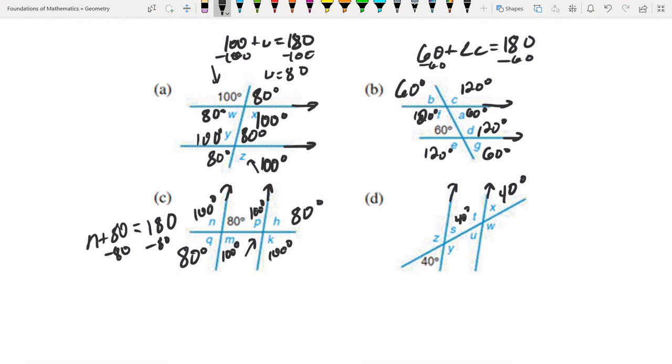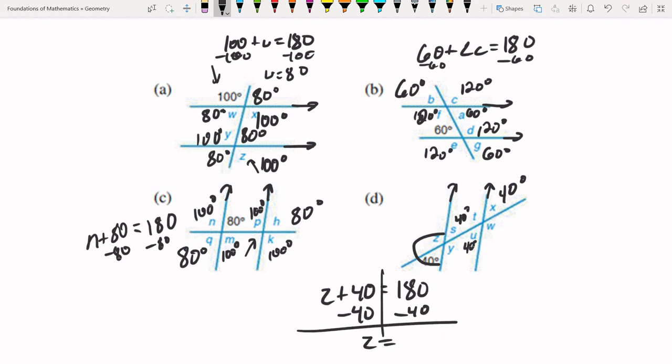S and U are alternate interior angles. They're on the inside of the parallel lines, but they're on the opposite sides of the transversal. So that's going to be also 40 degrees. And we can use any one of these things to find the other sets of angles. We just need to take a straight angle, right? We get z plus 40 equals 180. I keep saying straight angle. These are also supplementary angles. It's the same idea. So z equals, sorry, 140. So we know z is 140, which means y is 140, which means t is 140, and w is 140.